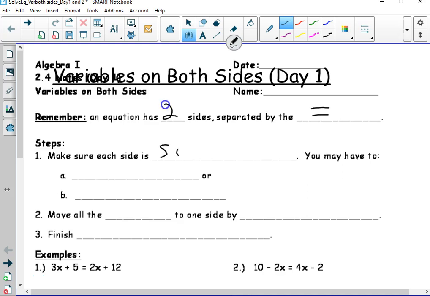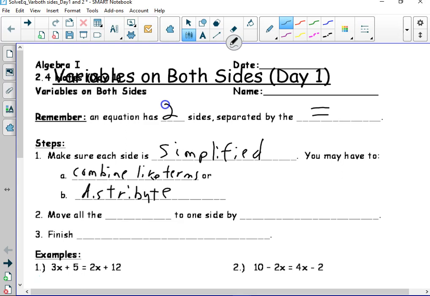Make sure each side is simplified first. Okay, so always clean up each side. Simplify it. You may have to combine like terms, or distribute if you have something sitting outside of parentheses.